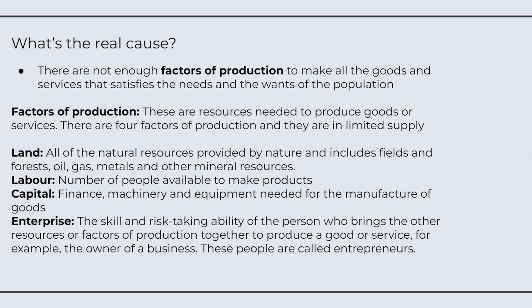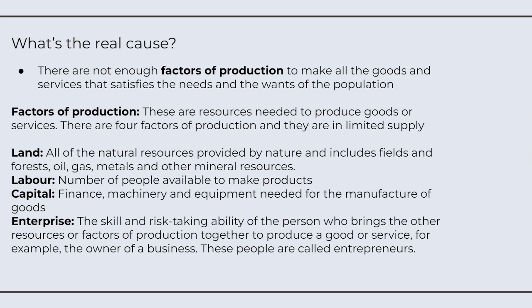The first one is land. This is all the natural resources provided by nature. That includes fields and forests, oil, gas, metals, and any other mineral resources. You could think of this as the land, for example, the building the business operates in, or the land if they're an agriculture business, then it's that kind of thing. And also some other stuff like raw materials like forest, oil, gas, metals, yeah, stuff like that.